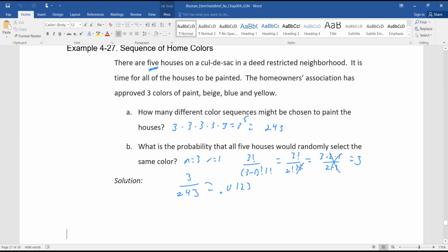All right, so there you go. You basically have a 1% chance that they'll all select the same color house. Any questions on that one? I definitely went too far in detail on that one because obviously there's only 3 of them that could be it. Yes, go ahead.